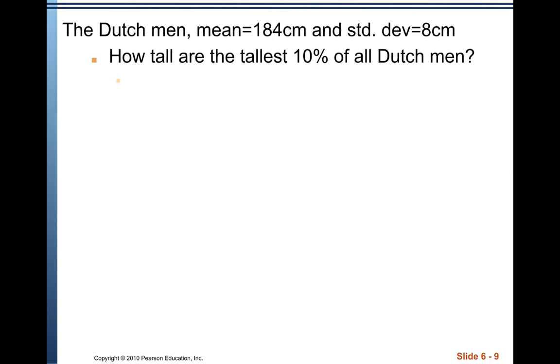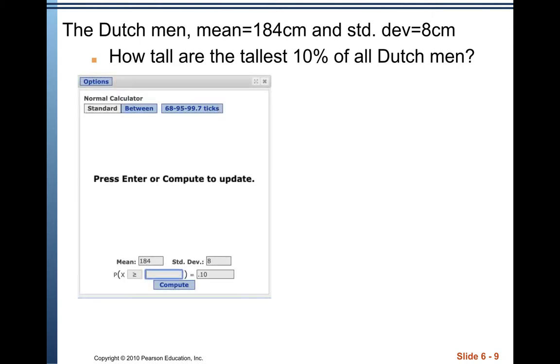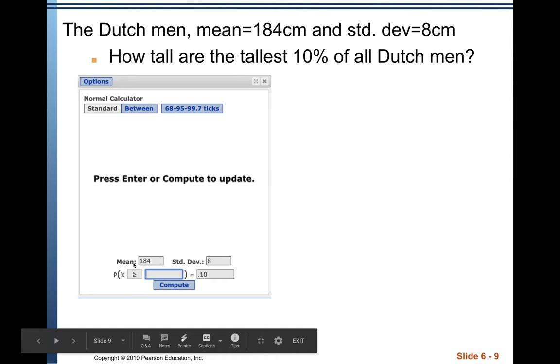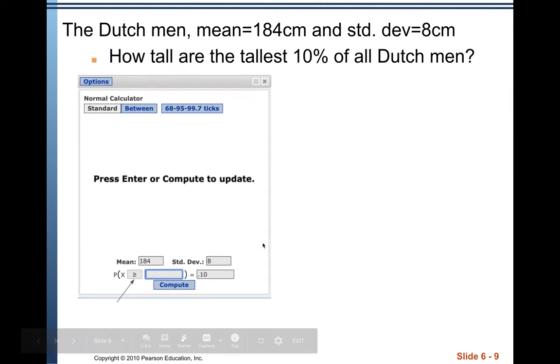So in this particular case, the percentage is now given to us in the problem, which means that we're going to go backwards. We're still going to use the normal calculator. We're still going to go Stat, Calculators, and Normal on StatCrunch. We're still going to put in our mean, as you can see here, and our standard deviation. But look what happens here.